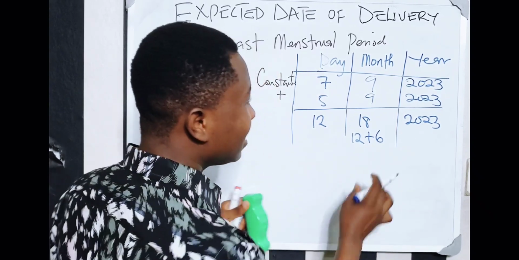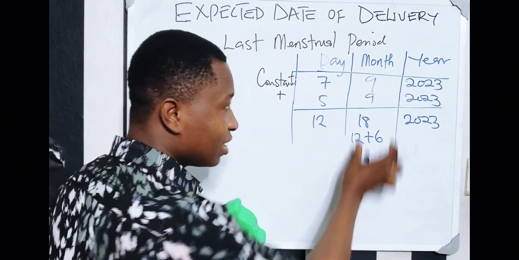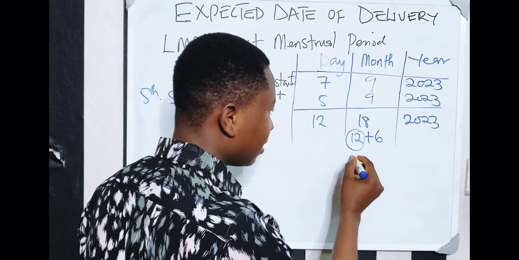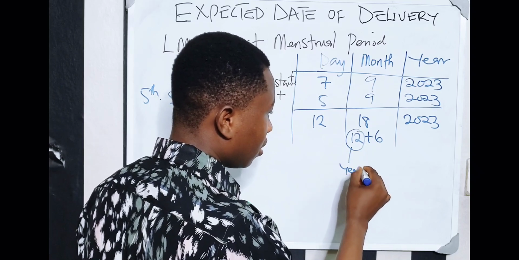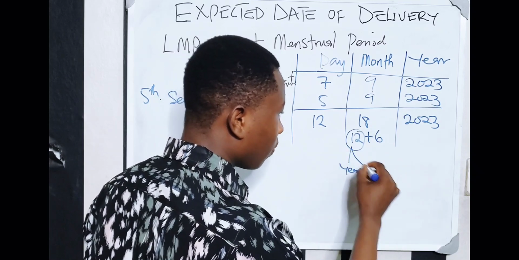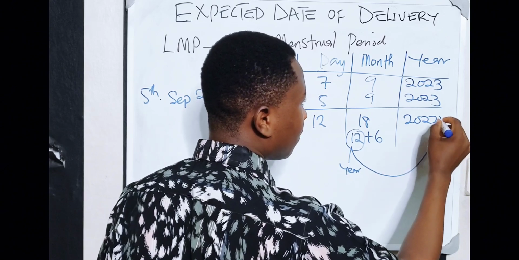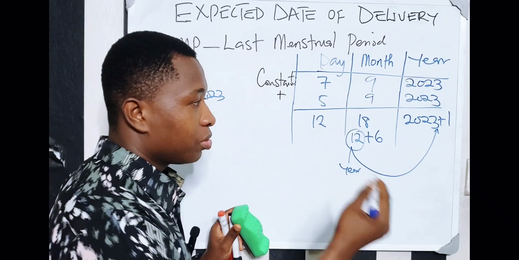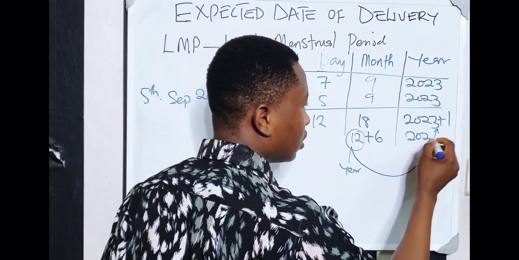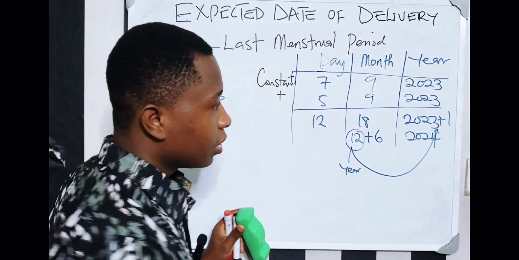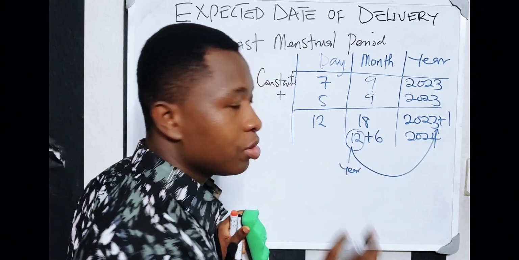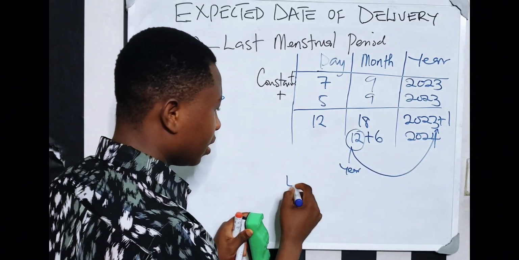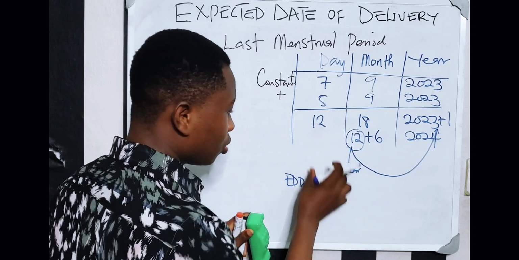So we do not need the year in the month column because in this column, we are not working on year, we are working on month. So we are going to send this 1 year to the year column. When you do that, what you have is 2023 plus 1 year. So when you add a year to 2023, what are you going to have? 2024. Okay, so this 2024 now is our new year. Now, the expected date of delivery will be EDD. 12 will come down.